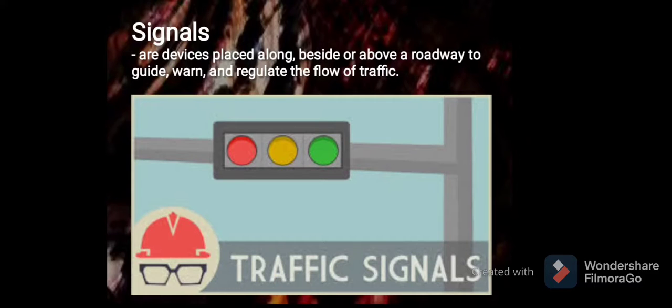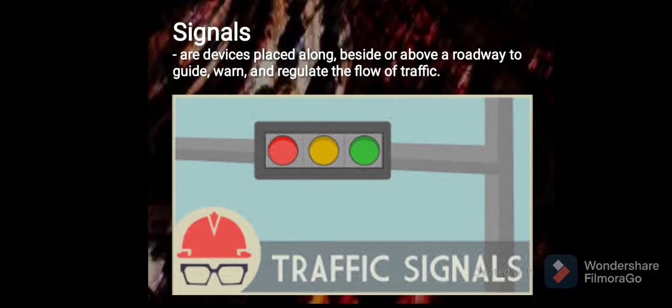Next is signals. Signals are devices placed along, beside or above a roadway to guide, warn, and regulate the flow of traffic. This red signal light means stop. Yellow signal light warns you that the red signal is about to appear. So when we see the yellow light, we should stop. But if we can't stop, let us be watchful at the intersection when the light changes, to avoid road accidents. A green light means go, but you must first let any vehicles, bicycles, or pedestrians remaining in the intersection get through before you move ahead.